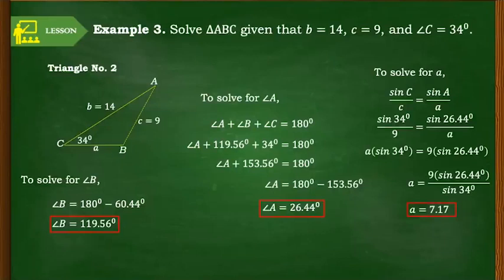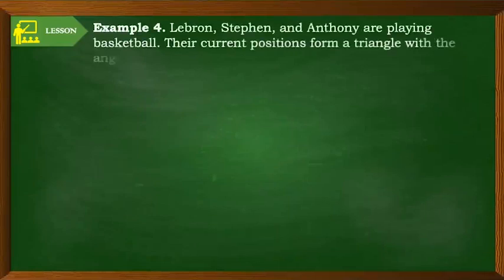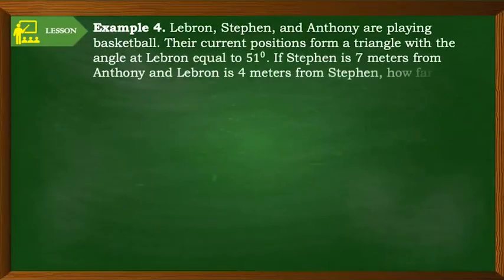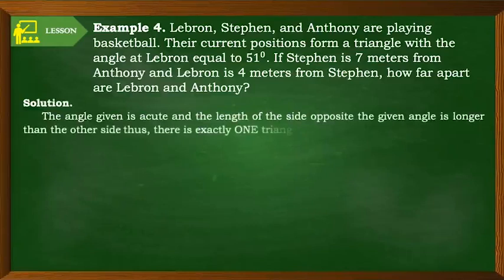Let's proceed to our example number 4. LeBron, Stephen, and Anthony are playing basketball. Their current positions form a triangle with angle at LeBron equal to 51 degrees. If Stephen is 7 meters from Anthony and LeBron is 4 meters from Stephen, how far apart are LeBron and Anthony? The angle given is acute and the length of the side opposite the given angle is longer than the other side. Thus, there is exactly one triangle.